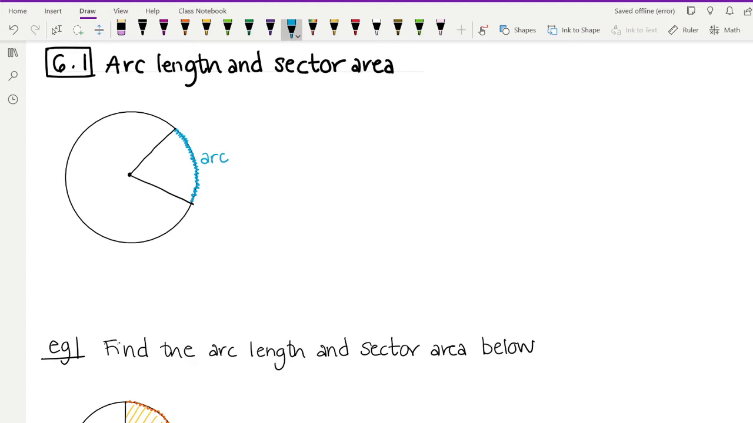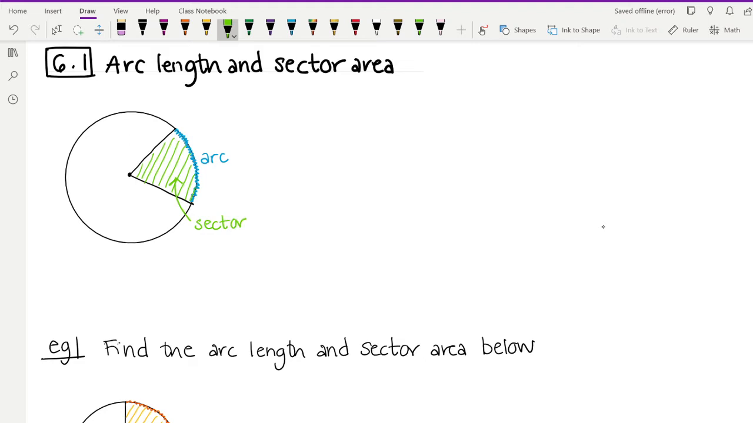So we'll see that there will be a formula for finding the length of that arc. And then similarly, if you look at the area that I'm shading in here, this is now not a portion of the circumference, but a portion of the area of the circle. This is called a sector.